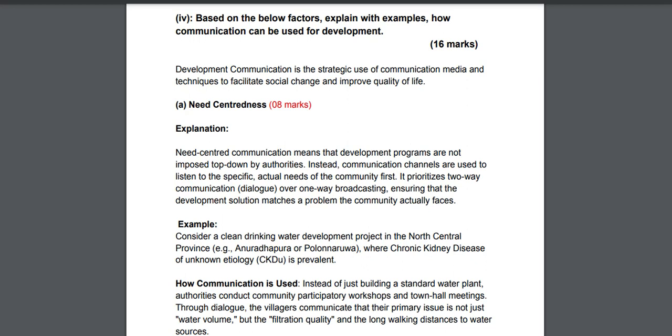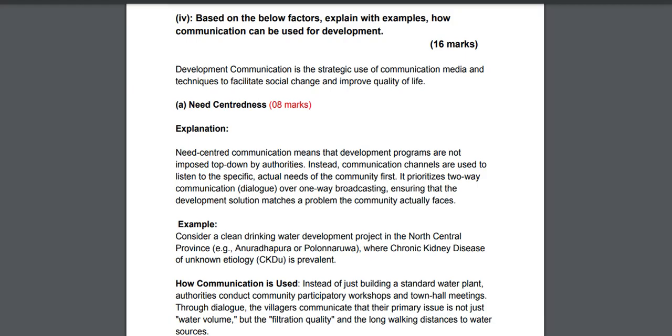Right. So today I have selected another question for you that is from the fourth part. Here you can gain 16 marks. In the third part you have 12 marks, so in the fourth part you have 16 marks. So let's read the question first.